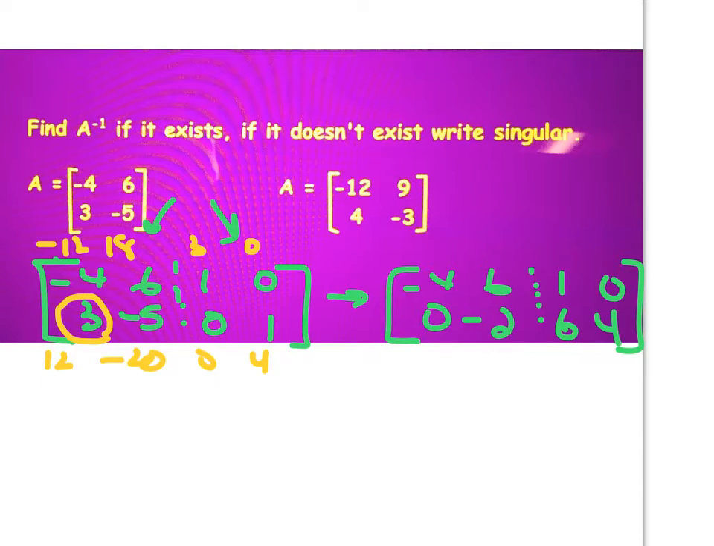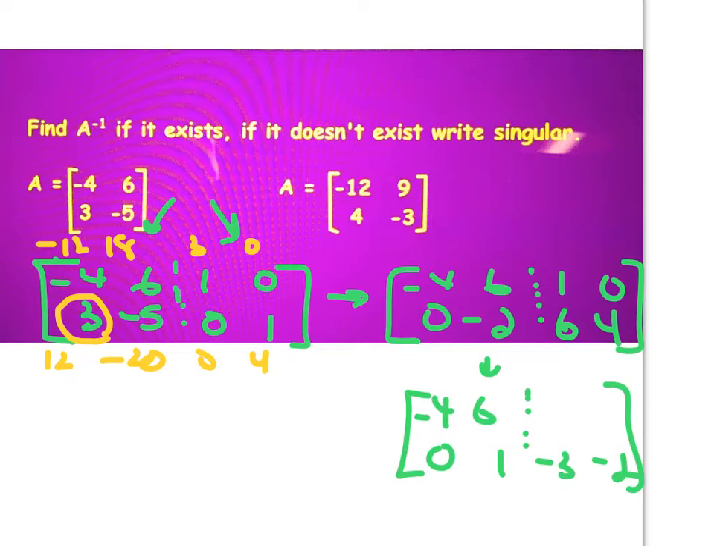Now I need that negative 2 to become a 1, so I'm going to divide the whole bottom row by negative 2. 0, 1, negative 3, negative 2. My top row is still the same. Negative 4, 6, 1, 0.